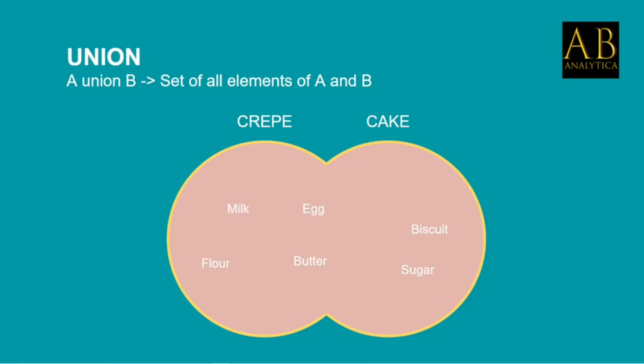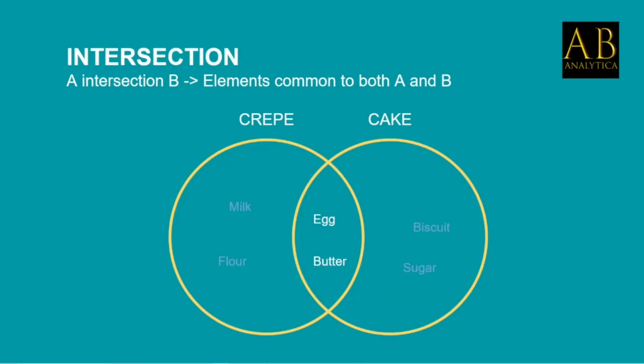The next set operation is intersection. If there are two sets A and B, then A intersection B means all elements common to both A and B. So in our example, crepe intersection cake will be the elements egg and butter.